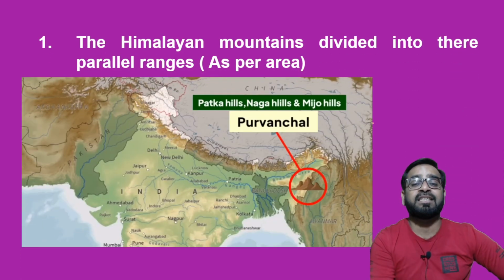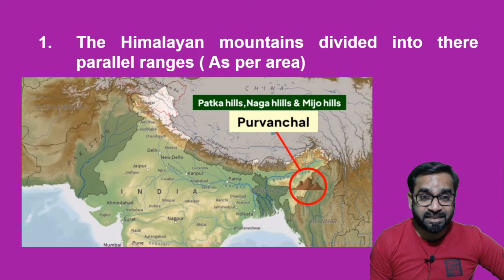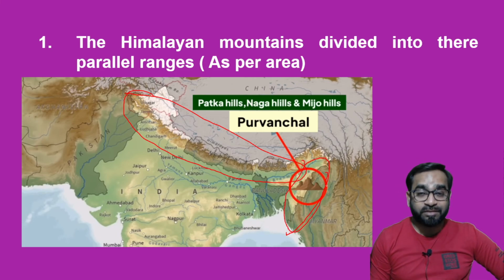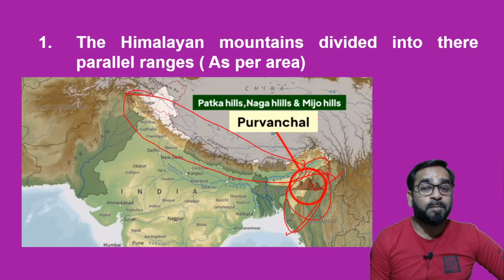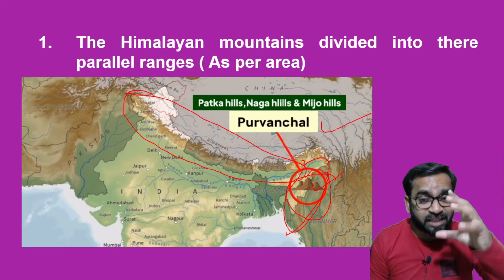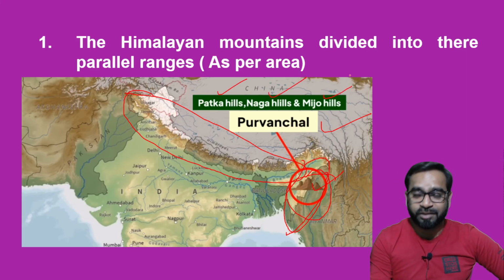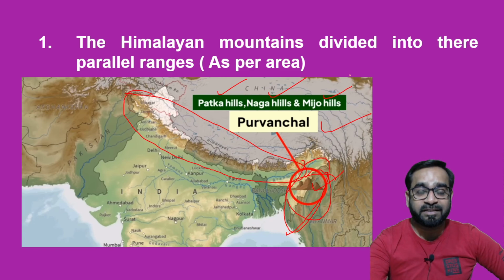And lastly, the Himalaya, which is stretched in this way, has some portion that turns downward also. These downward Himalayan ranges are called Purvanchal, and this Purvanchal Himalaya has 3 unique hills: Patkai, Naga and Mizo. This is all about the first feature of the Indian physical geography, that is the Himalaya.